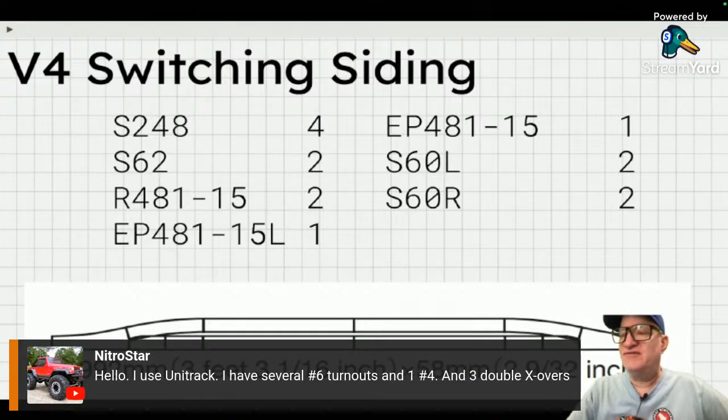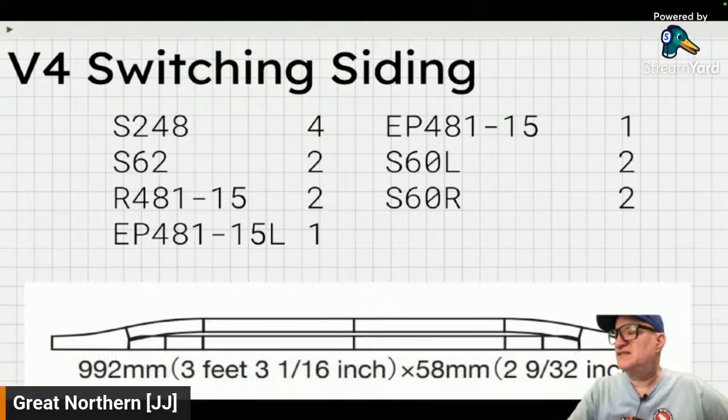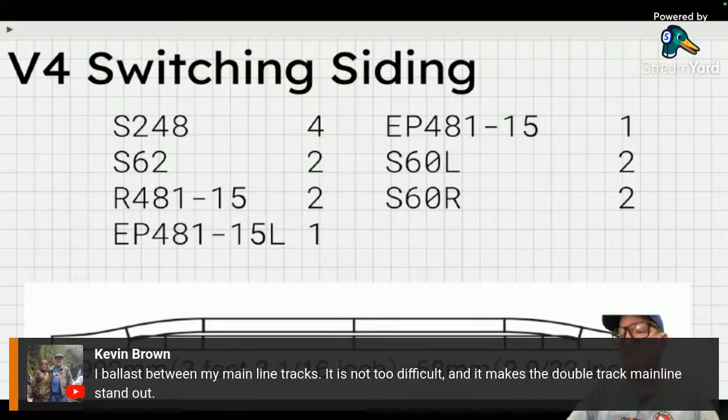Let's see, Nitro Star says, hello, I use Unitrack. I have several number 6s and one number 4 and 3 of the double crossovers. Yes. I will not tell you how many pieces of Unitrack I have, because I'm embarrassed to say how many I have. Needless to say, I accumulated a lot of Kato Unitrack in my previous layouts. At some point, I'll probably be selling that off. And Kevin Brown says, I ballast between my mainline tracks, it's not too difficult, and it makes the double track mainline stand out.